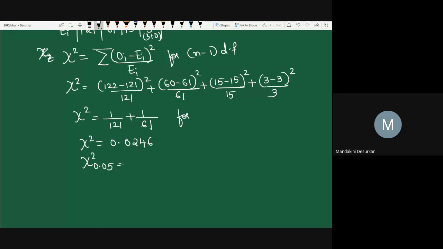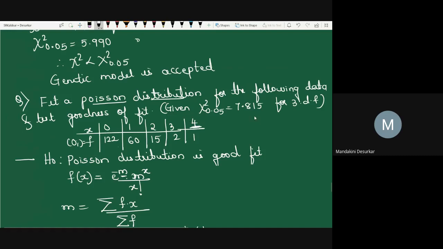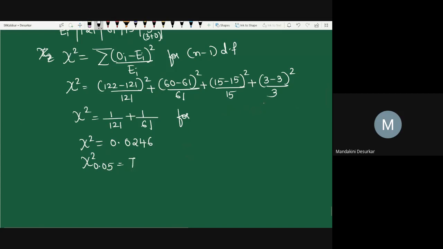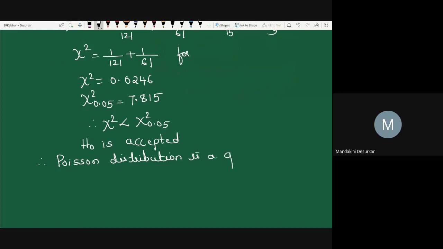Yes, ma'am. Now what I will do is compare with chi-square of 0.05 for the degrees of freedom. What is the degree of freedom? Degree of freedom is 4. Here the value is already given, 7.815. Now what do I do? Therefore, chi-square is less than chi-square of 0.05. What do I say if it is less than? H naught is accepted. What is the conclusion I should write? Therefore, Poisson's distribution is a good fit.